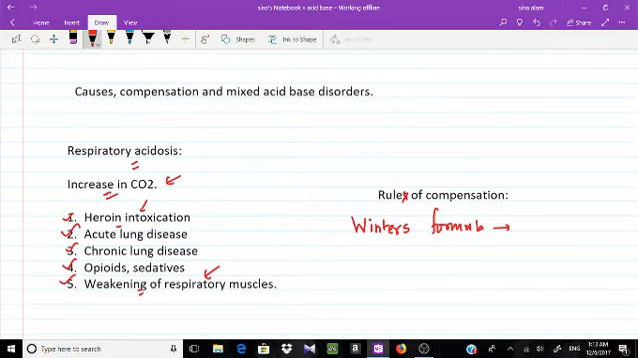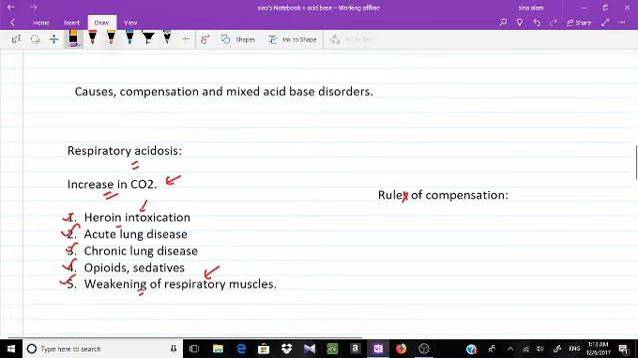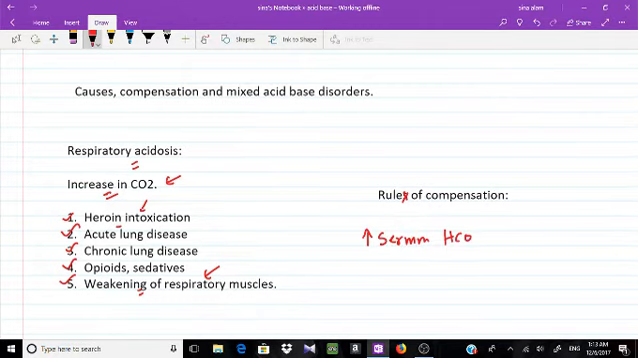That means when there is respiratory, I'm not sure. Okay, sorry, this is not Winter's formula. This is a compensatory rule. I'm not sure if Mr. Winter gave this compensatory rule, but the rule is, when you are sure that there is respiratory acidosis, there will be a compensatory mechanism, and the compensatory mechanism will be by increasing serum bicarbonate level.